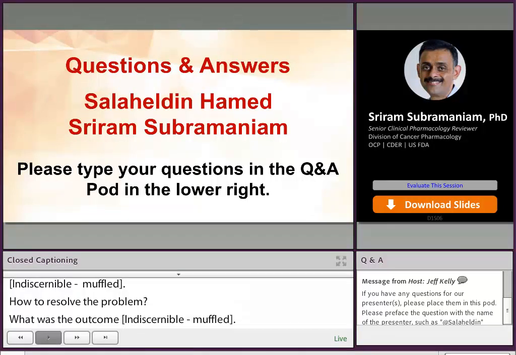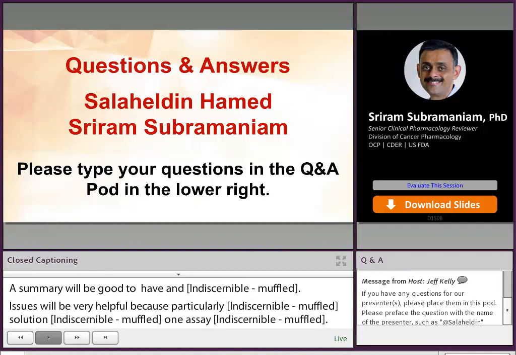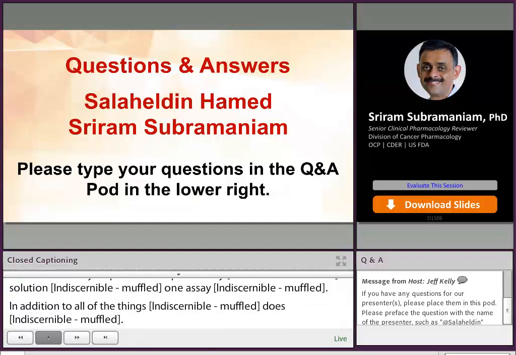And so these kinds of issues would be very helpful for the reviewer, because typically, as I mentioned, when we review a new molecular entity submission, it's not just one assay. There are many assays. So in addition to the things that the clinical pharmacology reviewer does, he or she also has to look at bioanalytical. So this would be very important as far as trying to figure out what the problem is, what the areas are that one should focus on.